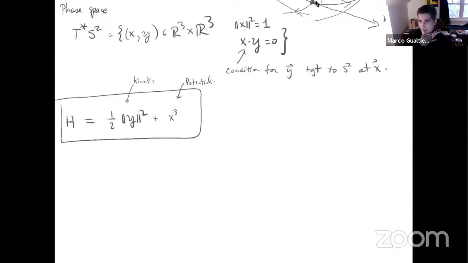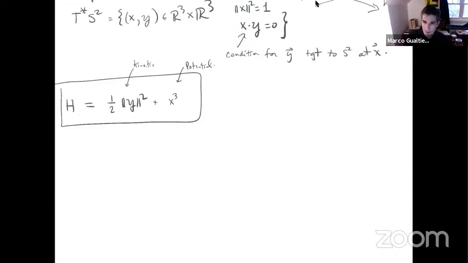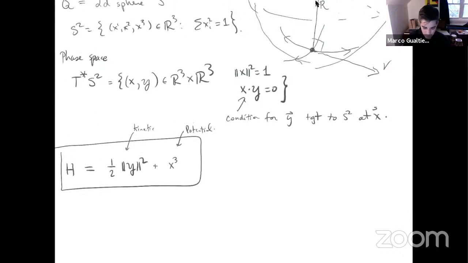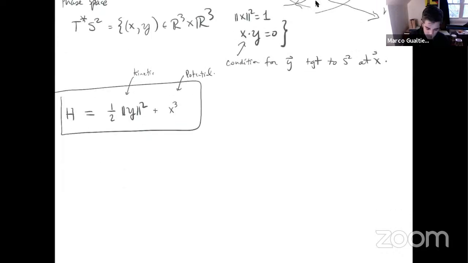Okay. Now, all right. There's another function that I want to point out, which I'll call L. I want to introduce this function, and it will be like this: x2 y1 minus x1 y2.